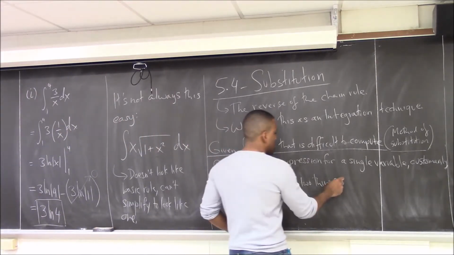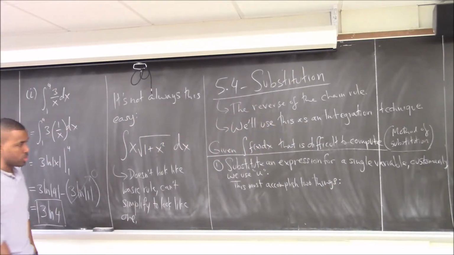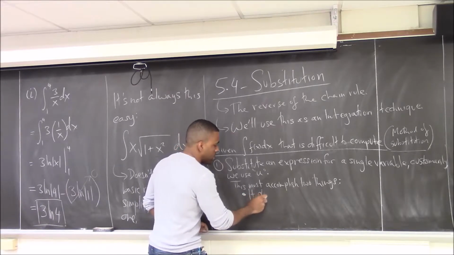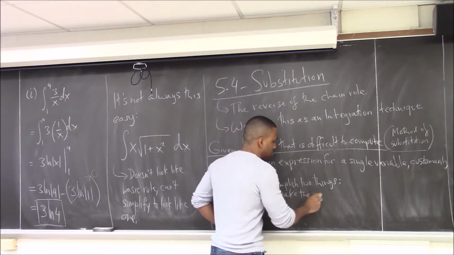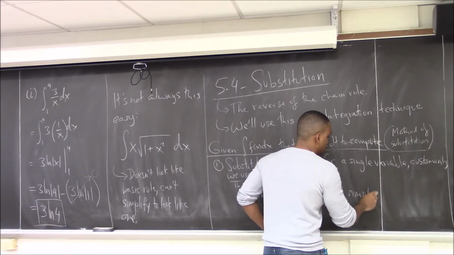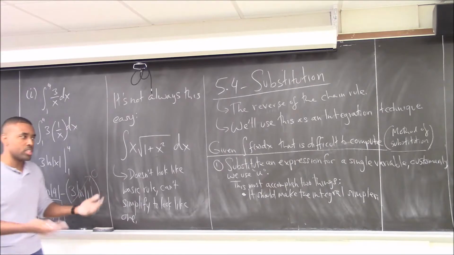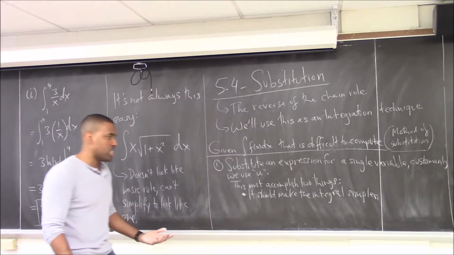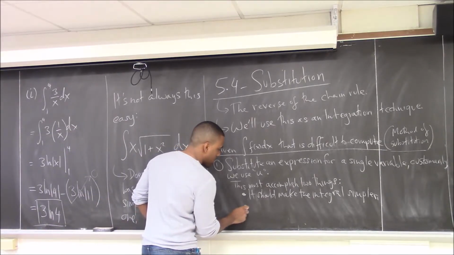But you do it with two goals that you want to accomplish by doing the substitution. One, it should make the integral simpler. Simpler for us means it looks like a basic rule. The goal is to transform it to look like a basic rule, but algebra won't get you there. You essentially want to make it simpler so that you could use algebra to simplify.